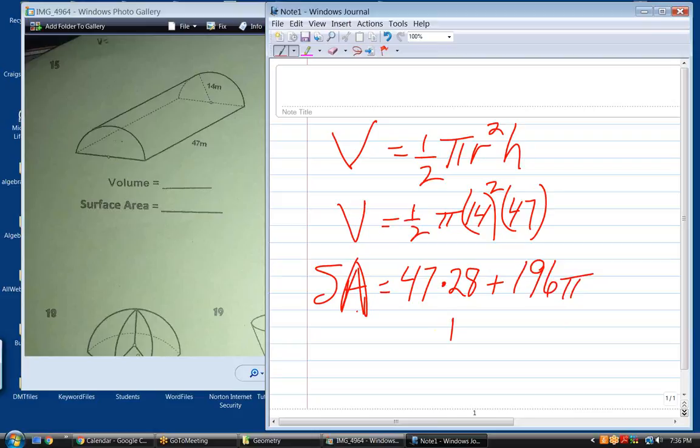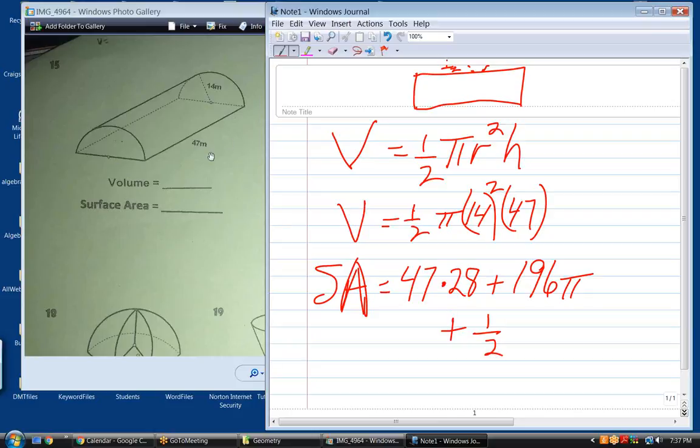And finally, the toughest part is the curved part, the lateral area. Remember how we did it for a full cylinder? The circumference times the height. Good. In other words, think of it as a soup can with a label on it. If you peel the label off and stretch it out, you're looking at a rectangle. And that rectangle is going to be half the circumference. So it's not the full circumference, it's half the circumference times its height, right?